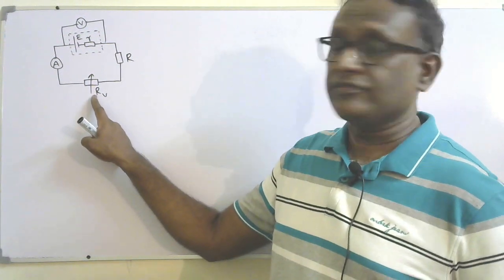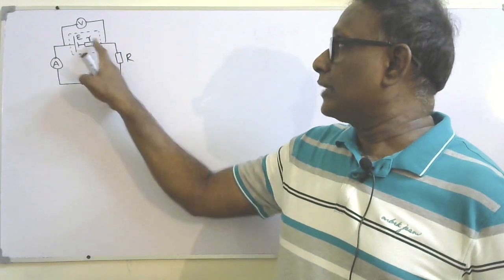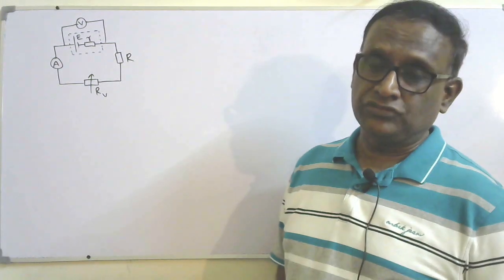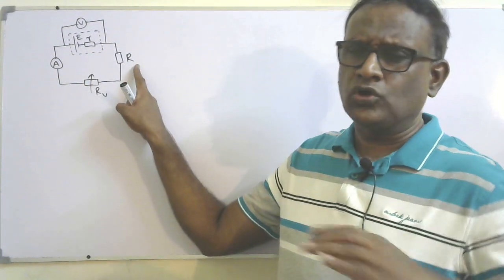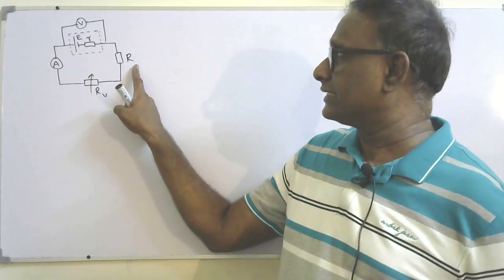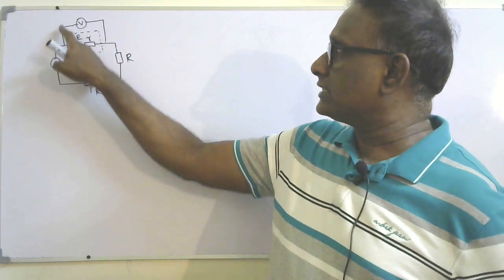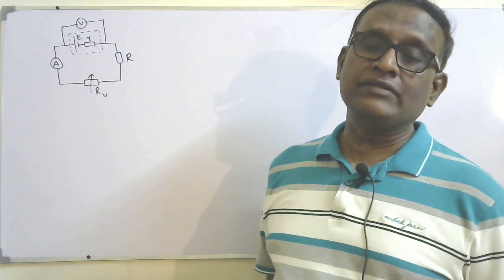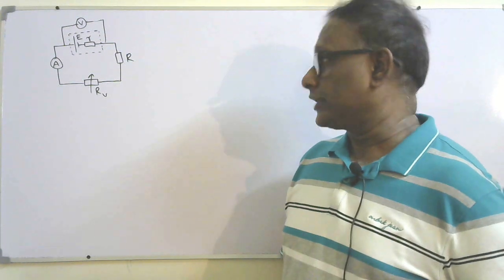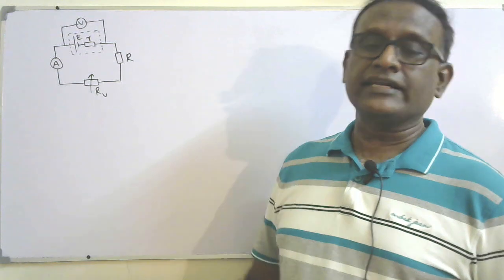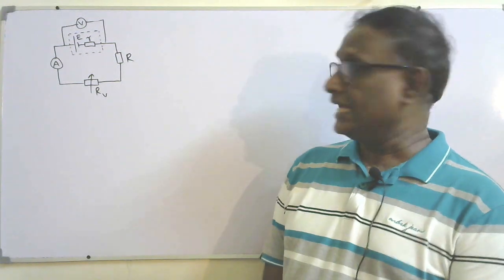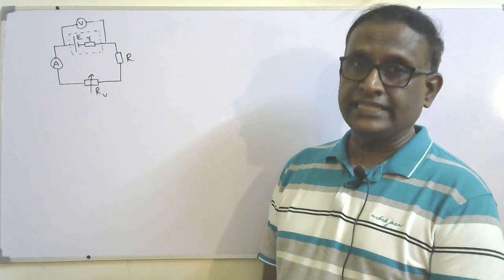Because in case RV becomes 0, it will become a short circuit. There will be high current flow that can damage the cell. So to protect the cell, a low resistance, something like 20 ohms, is connected. A voltmeter is connected across the terminals of the cell. So the voltmeter will read the terminal potential difference of the cell. When the resistance of the variable resistor is changed, the current flow will change in the circuit.